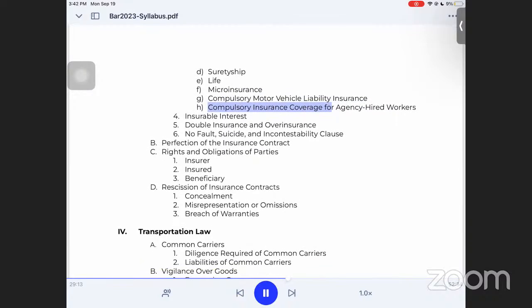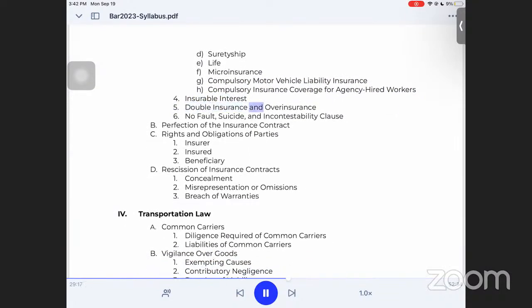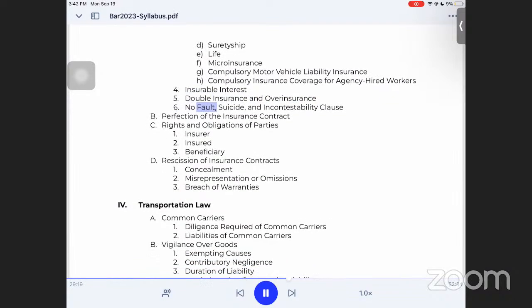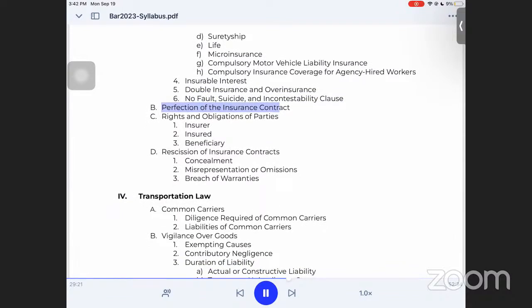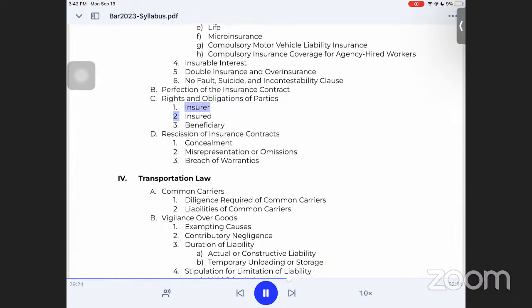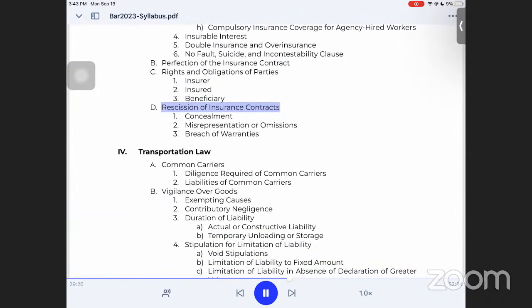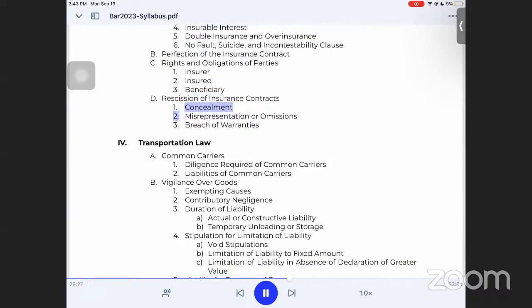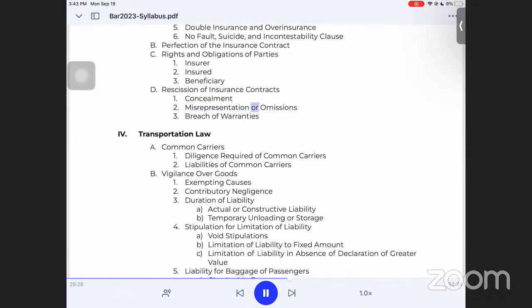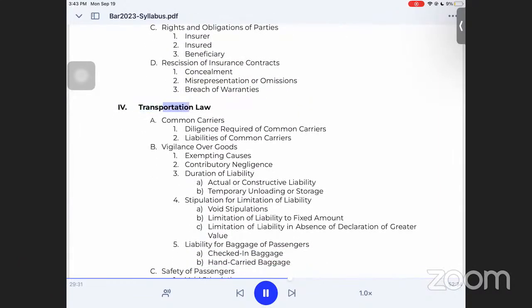H. Compulsory insurance coverage for Kasambahay workers. 4. Insurable interest. 5. Double insurance and overinsurance. 6. No fault, suicide, and incontestability clause. B. Perfection of insurance contracts. C. Rights and obligations of parties. 1. Insurer. 2. Insured. 3. Beneficiary. D. Rescission of insurance contracts. 1. Concealment. 2. Misrepresentation or omissions. 3. Breach of warranties.